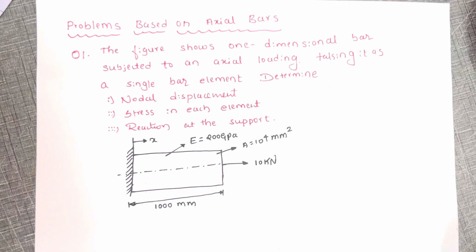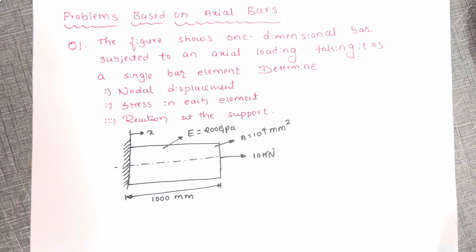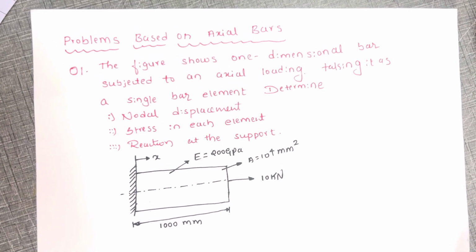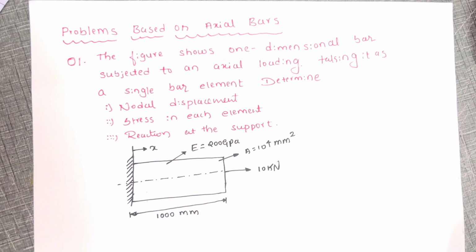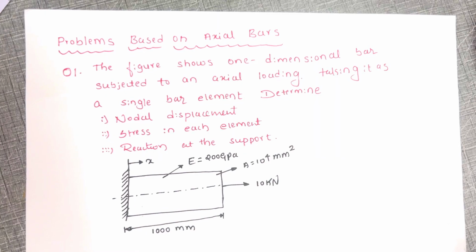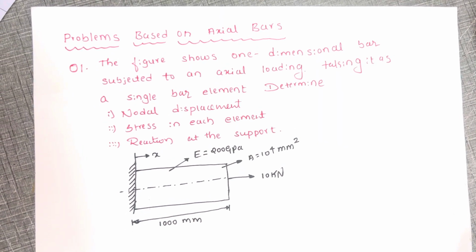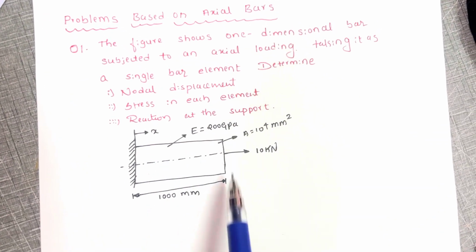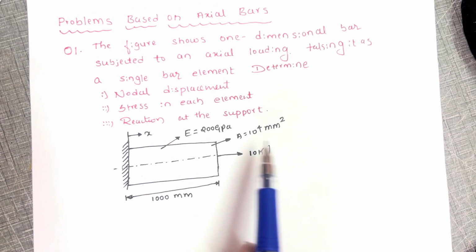In last video we discussed the derivation of the 1D bar element, that is, the stiffness matrix for the 1D bar element. Today we are going to do some problems based on axial bars. Here we have the first problem: the figure shows a one dimensional bar subjected to an axial loading. Here we have one bar, it is fixed at one end, and on the other side we are applying this force.